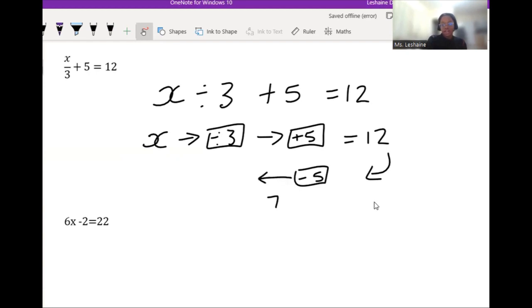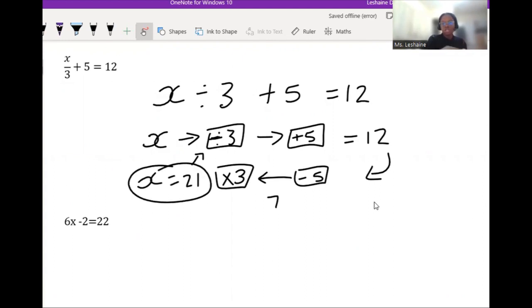And then if I multiply that answer by 3, why am I multiplying by 3? Because guess what? It said I divided by 3 up here, so the opposite is now multiplying by 3. So 7 times 3 means x is 21.